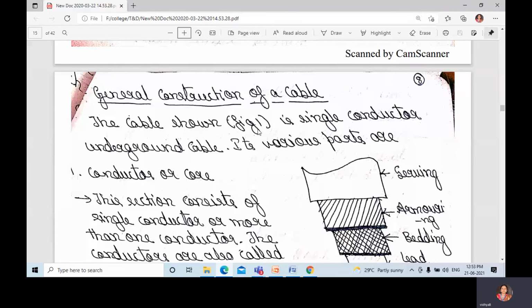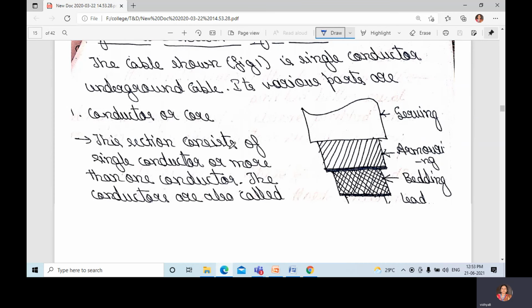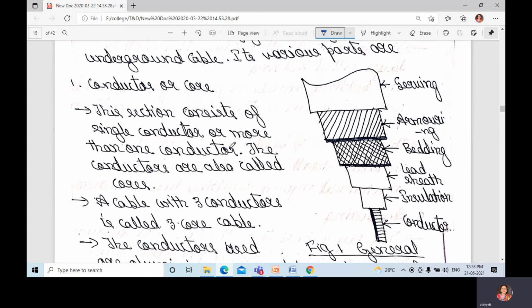Students, today we shall discuss the general construction of cable. The cable shown is a single conductor underground cable. It has various parts you can observe here. There is serving, armoring, bedding, lead sheath, insulation, conductor.